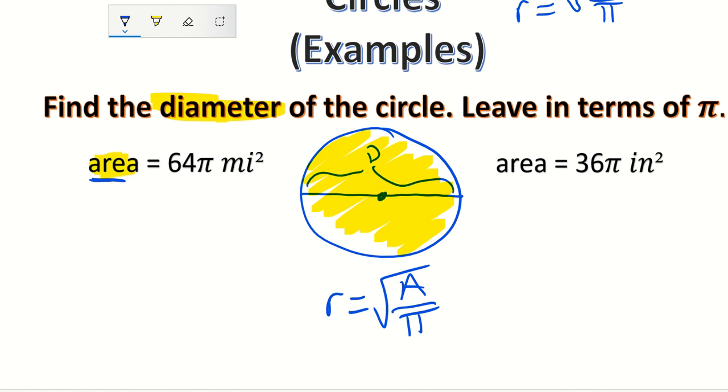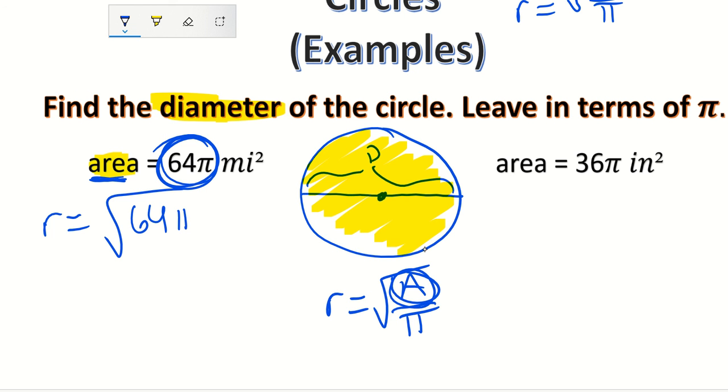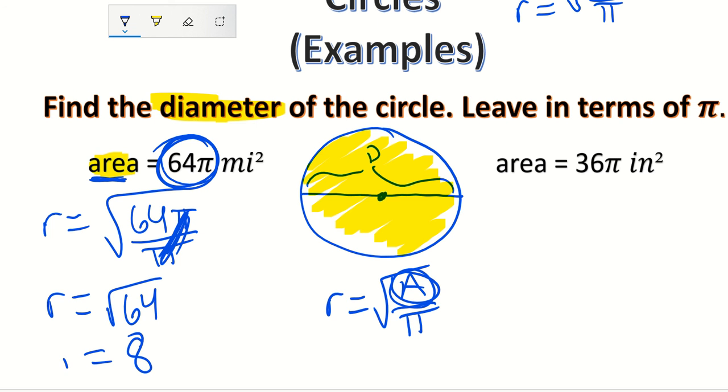Of course, they gave me the area, which is 64 pi, which I need to plug in right here. And it would look like this. 64 pi divided by pi. Remember, we have pi divided by pi. These two are going to reduce to 1. So I'm going to be left with the square root of 64. And what number times itself gives you 64? 8. So my radius would be 8.